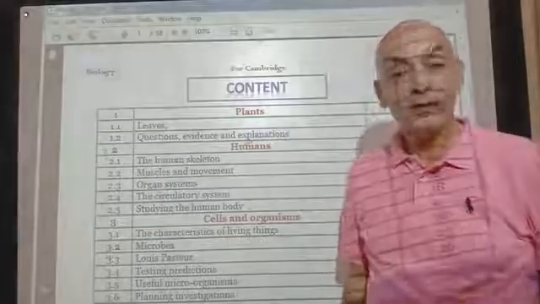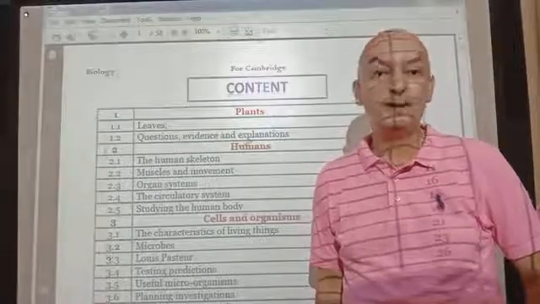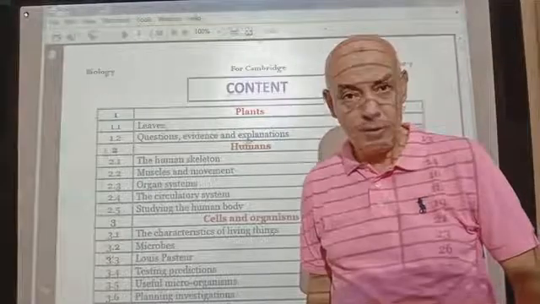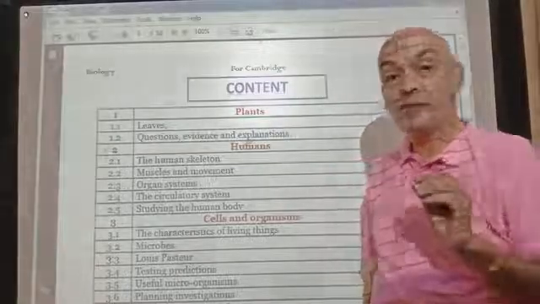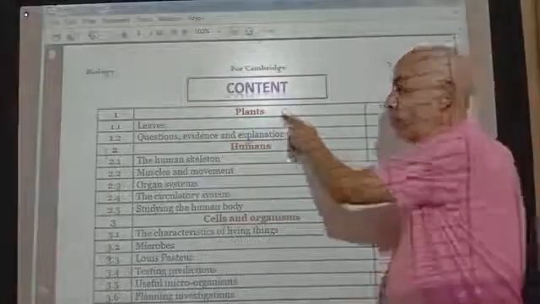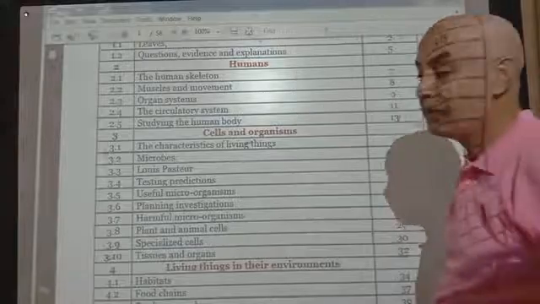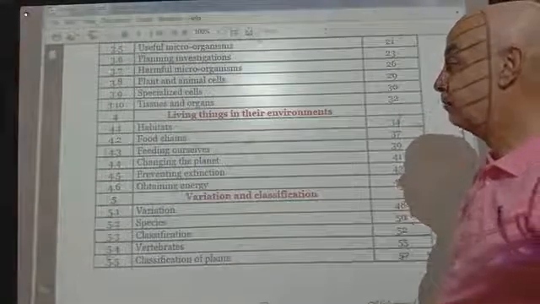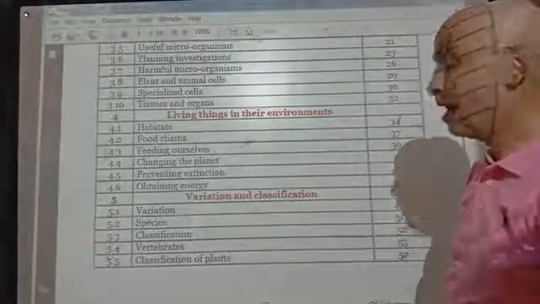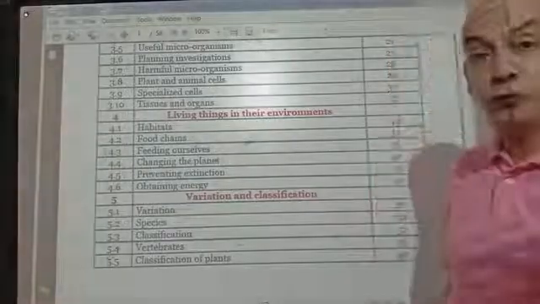Your biology contents this year will be very easy and very interesting, so I wish you all the best of luck. If you want to have a look at whatever you are going to learn, we will cover some points belonging to number 1, plants, number 2, human, number 3, cells and organisms, number 4, things here in the environment, and the last point that we are going to cover concerning variation and classification.